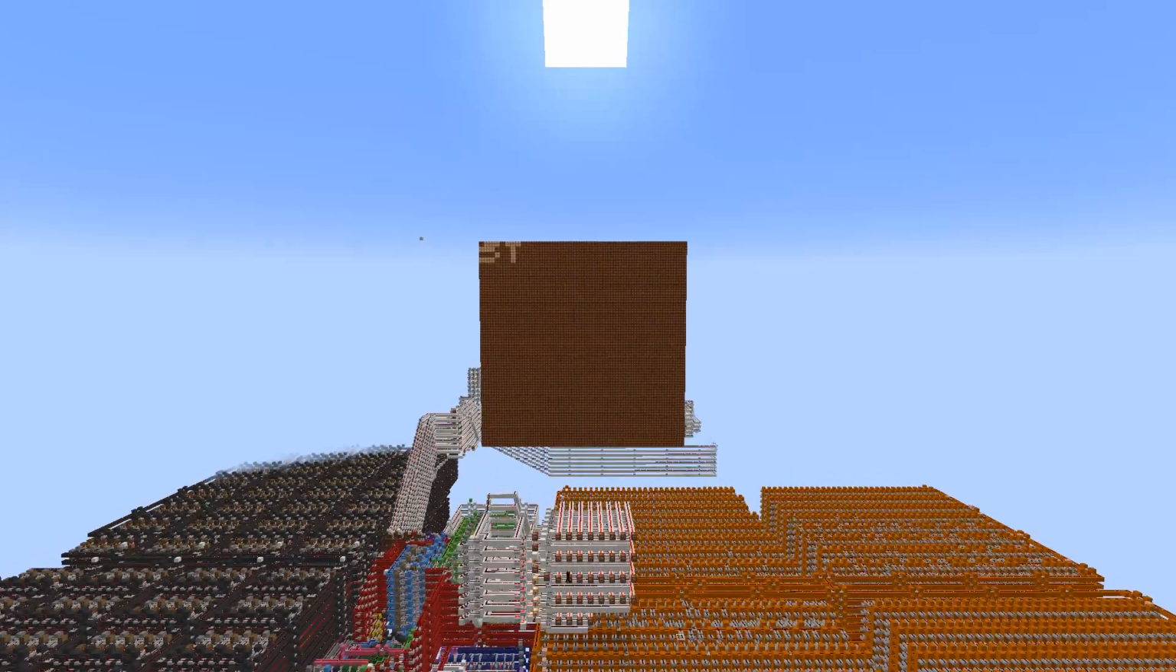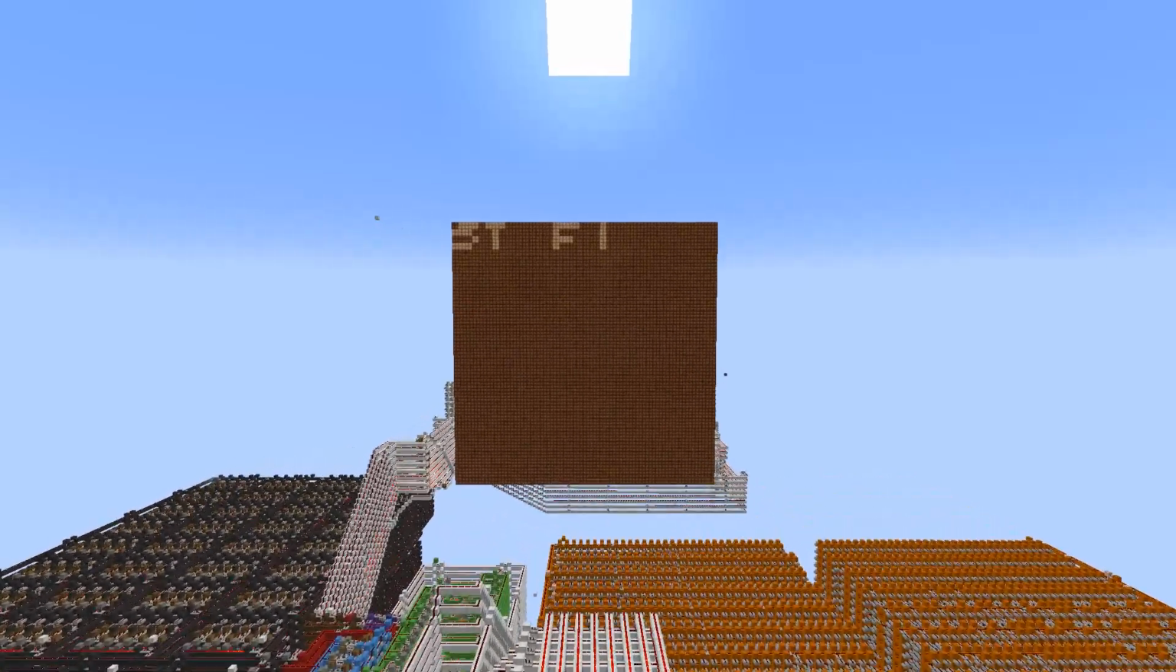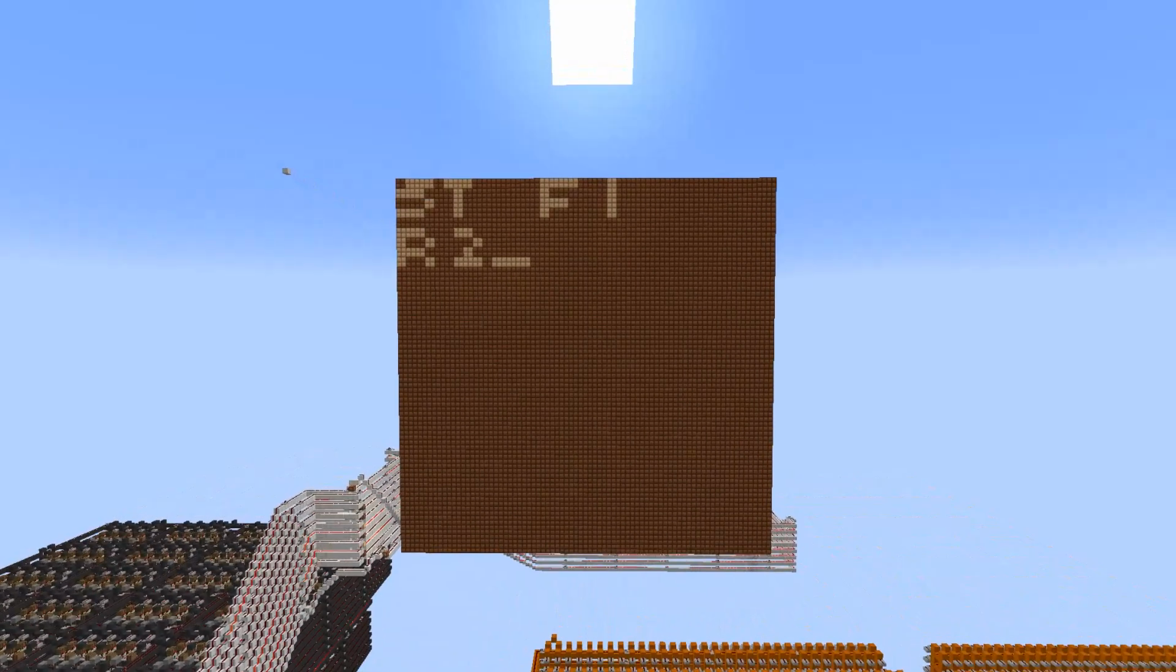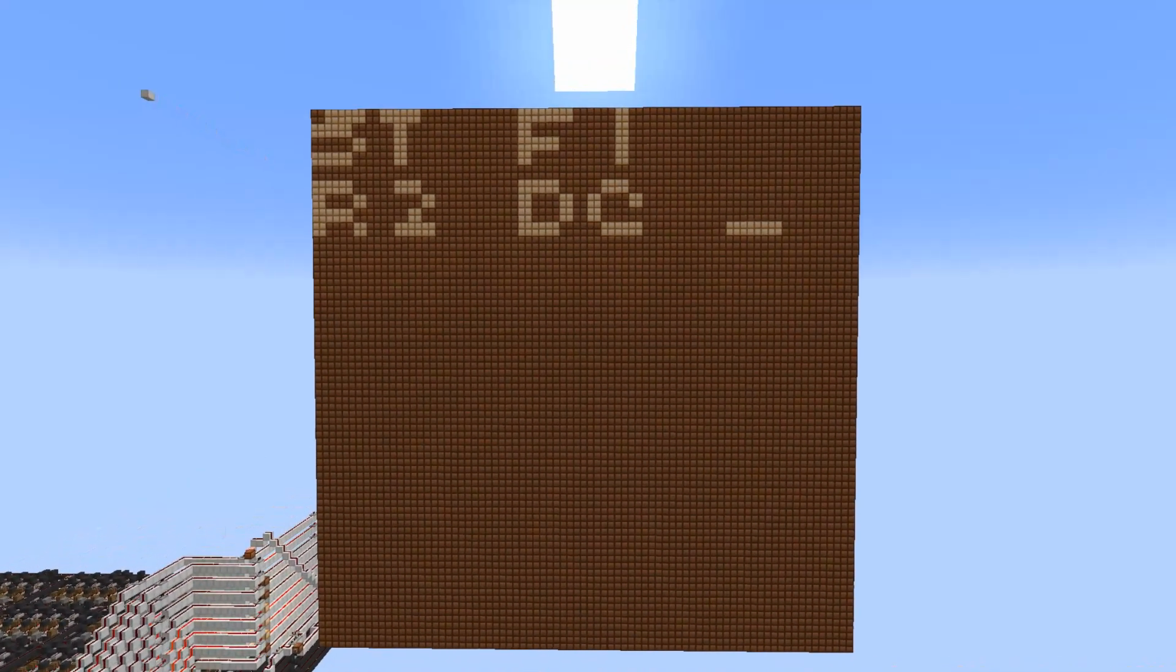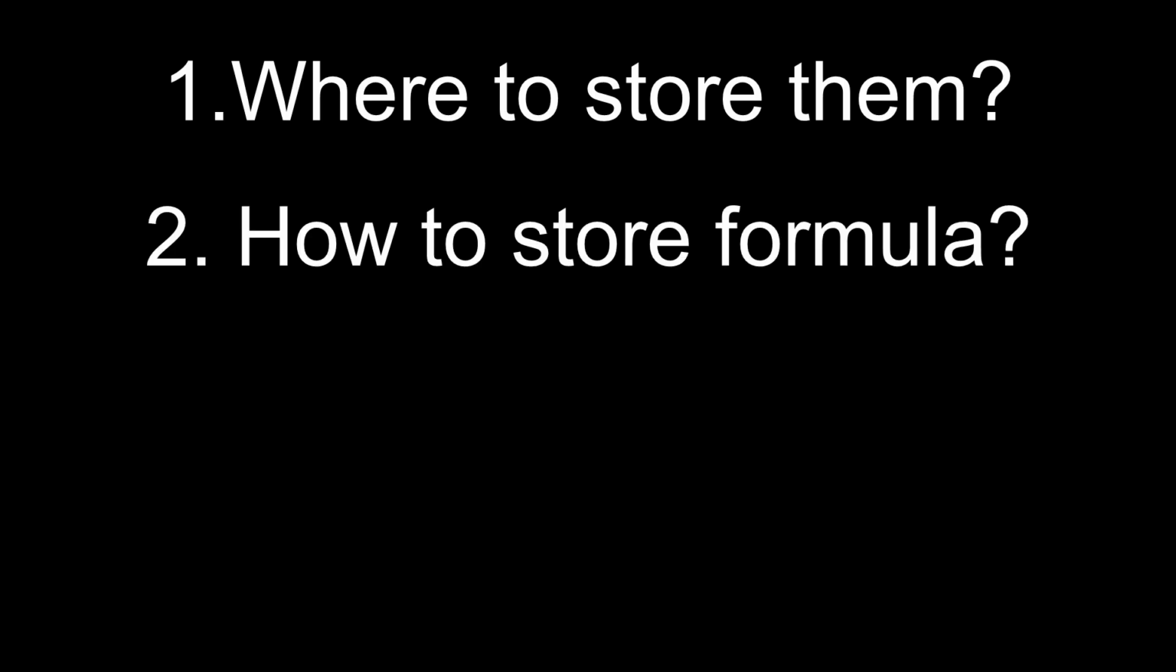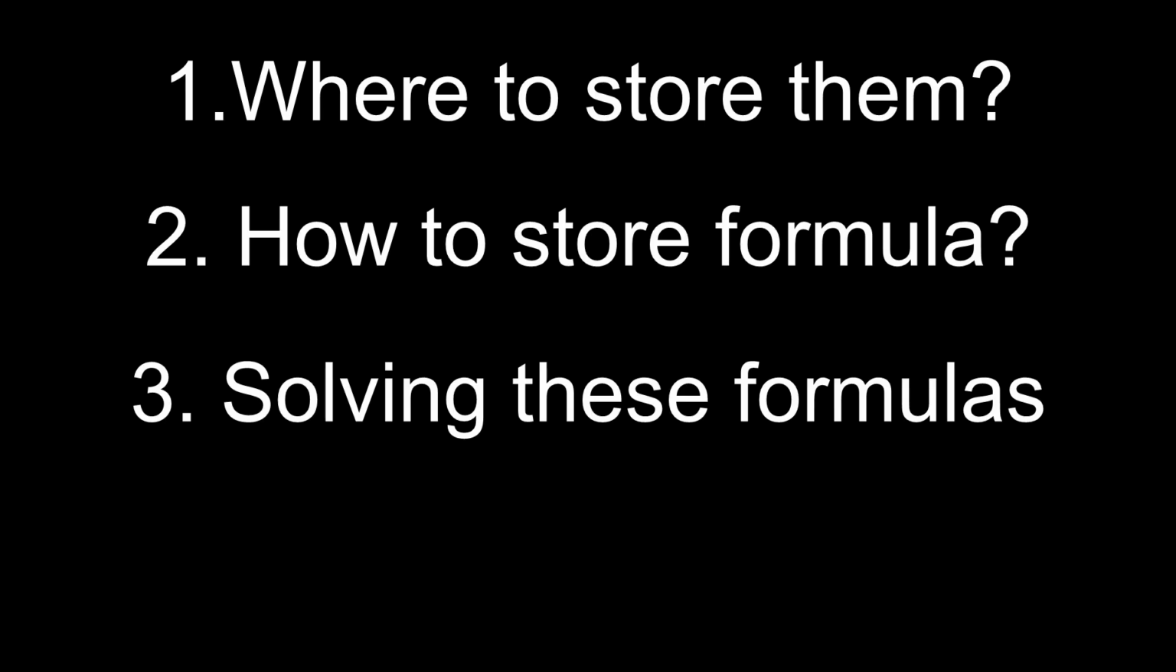Yo, what's up, guys, and today we're going to be talking about how my Minecraft operating system can store formulas. Specifically, I want to talk about how the computer knows where to place the formula in memory, how the computer will actually store the formula, and how it will access and solve this formula that is stored in memory.